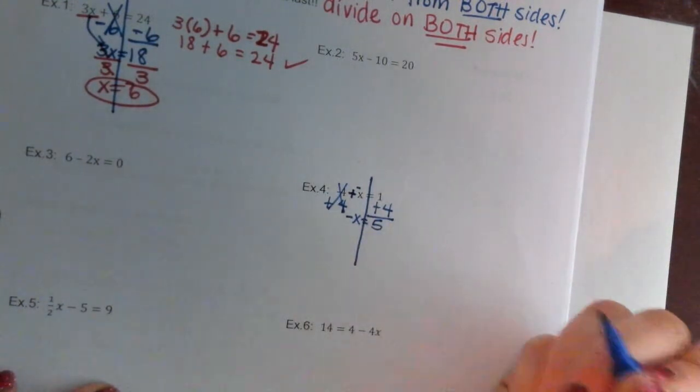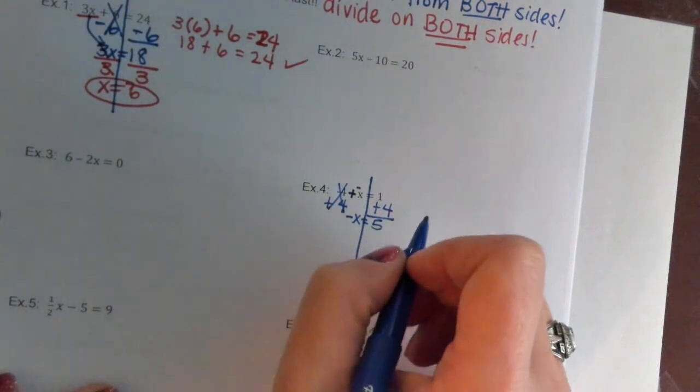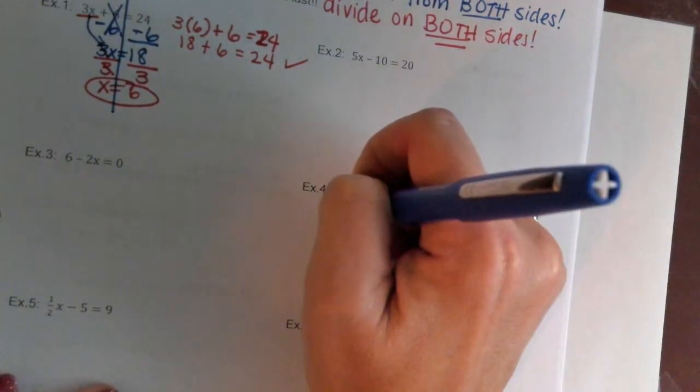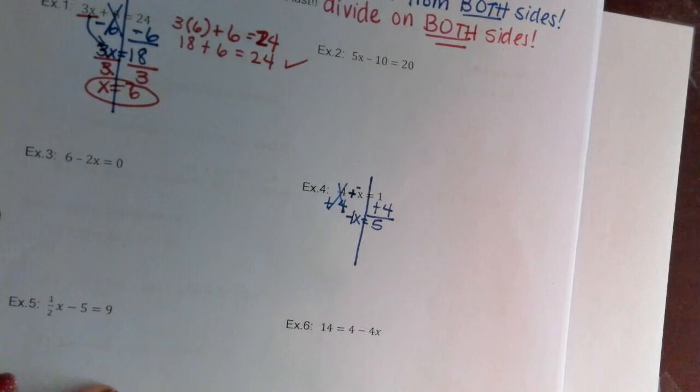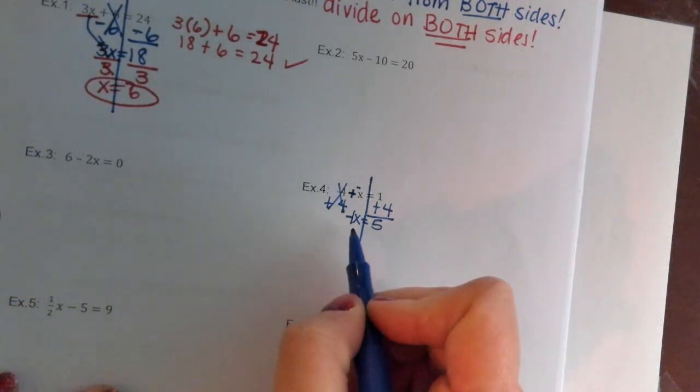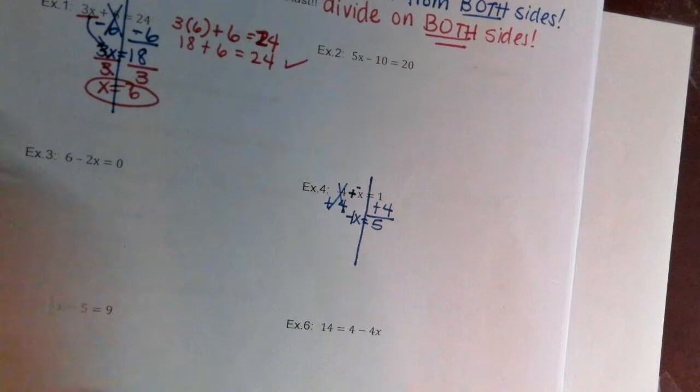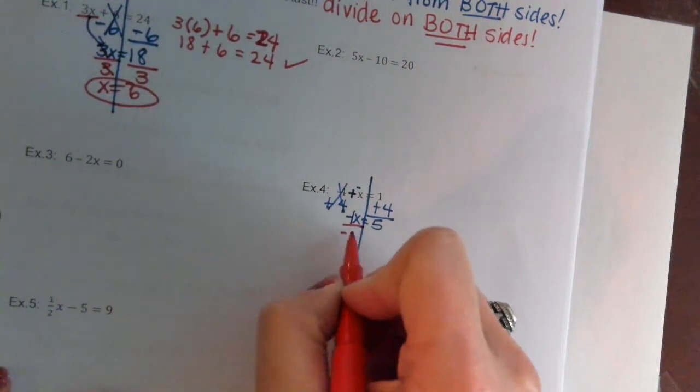-x is 5. Now, that's not your answer. You're not done yet, because it's kind of like you have a -1 attached to that x. We have to do step 2. Get rid of the number multiplied to the x last. What number is multiplied to this x right now? -1. So we're going to divide by -1.